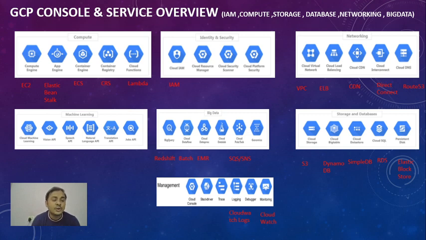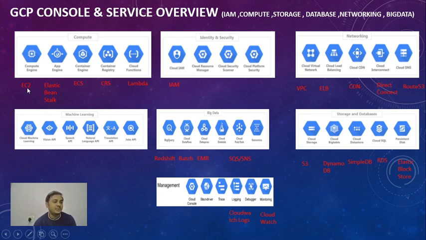Okay, let's look into the Google services. As I mentioned, I would be covering that. Understand Google Compute are the server or serverless services, identity and security, networking, machine learning, big data, storage and database, and management services, right? I would try to map each of the services to AWS services, so that if you already know AWS, it would be easy for you to understand and it would save your time to learn Google Cloud Platform.